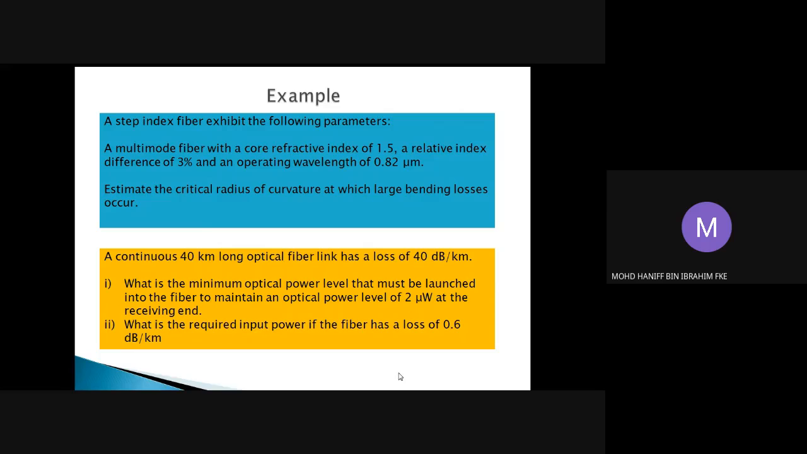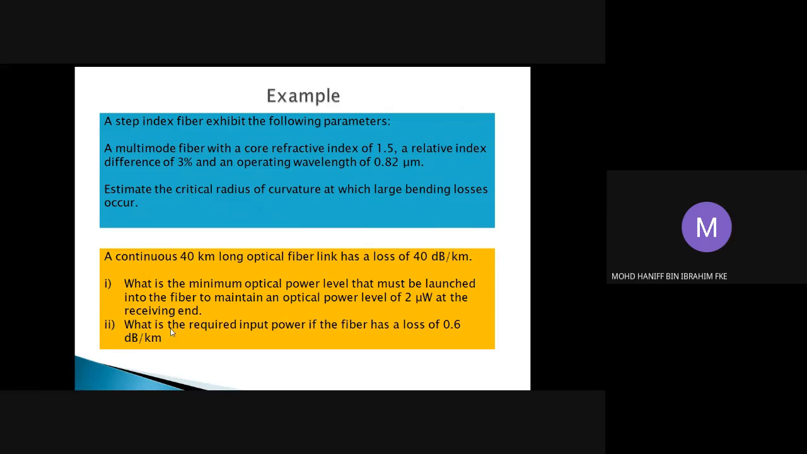Okay, so this is about the macrobending effect that we have learned previously. We are given a multimode fiber with a core index of 1.5, relative index difference of 3%, and operating wavelength of 0.82 micrometer. We need to estimate the critical radius of curvature, the RC, and we have seen the equation before. For the next example, we just proceed with the question first.